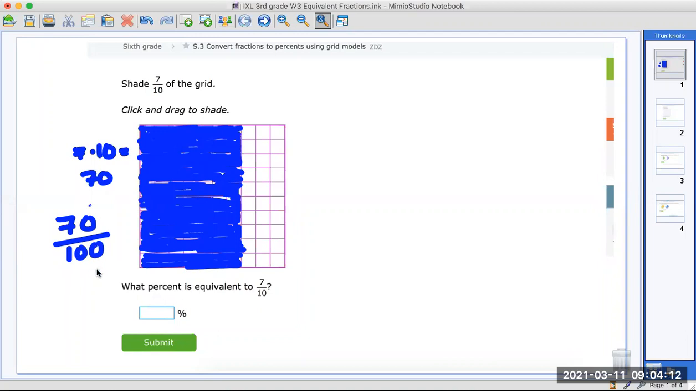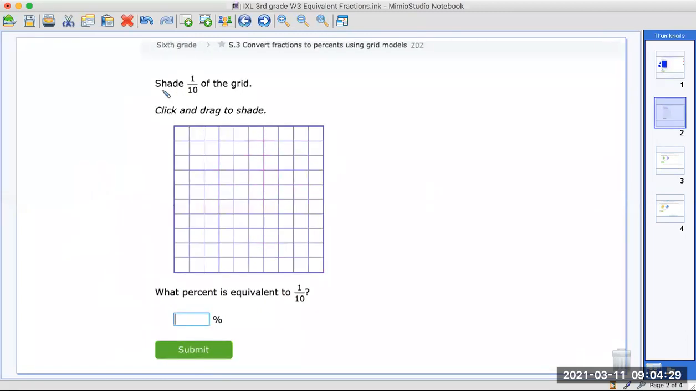The word percent means out of 100 always. So what percent is equivalent or the same to 7 out of 10? It's 70% because that's the total squares you shaded in out of 100. And submit. So the next one I wanted to show says shade 1/10 of the grid.